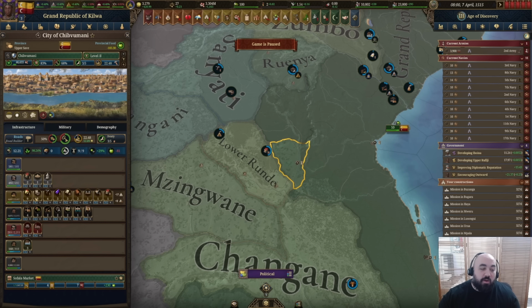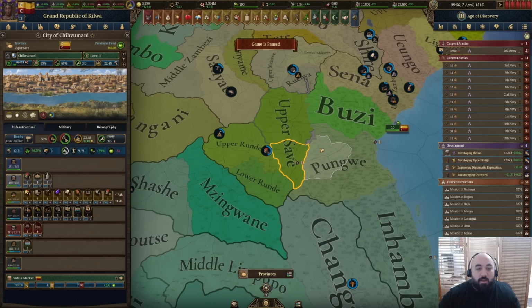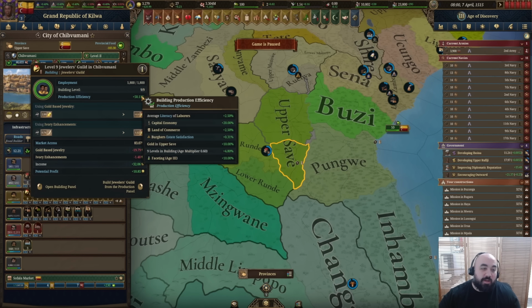It looks like we've done all that we can within the province of Upper Save, which is where we are choosing to build it because of production efficiency. Because there is gold there, we do get a little bit of extra juice, and so we would prefer to build it here. It would be more efficient, and if we build it here, we would be producing more jewelry from the same amount of gold. That's how production efficiency works.